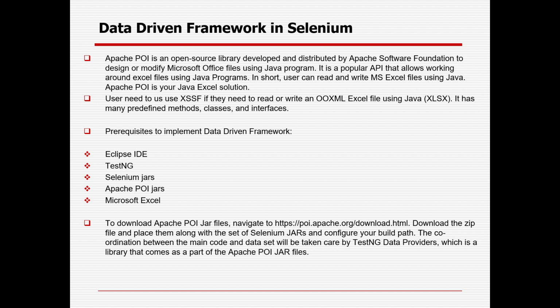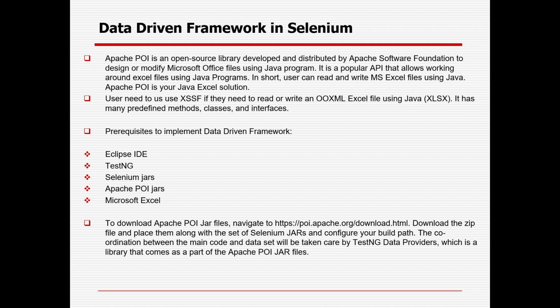So it is a popular API that allows working with Excel files using a Java program. In short, the user can read and write MS Excel files using Java. Apache POI is your Java Excel solution. The user needs to use XSSF if they need to read or write an OOXML Excel file using Java, which is the .xlsx extension. But in case you are using .xls only, then there's HSSF. But nowadays, I think nobody is using the .xls format. Everybody is beyond 2006, so it is 2007 onwards, so it is .xlsx. It has many predefined methods, classes, and interfaces.